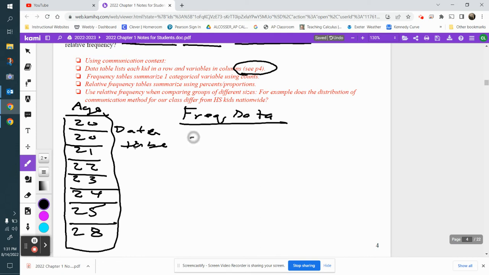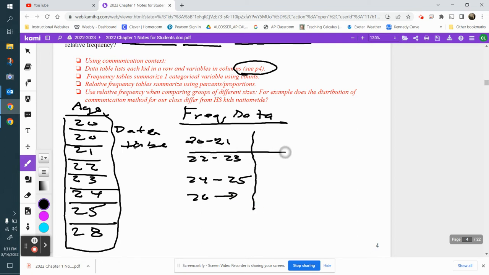We have 20 to 21, and then we have 22 to 23, and then we have 24 to 25, and then we have 26 and up. Okay, so then we just mark the frequency that these occur. So we look at this and go, okay, 20 to 21, it occurred 1, 2, 3 times. You can put a number or you can do little check marks there, however you want to do it. 22 and 23, there were 2 of them. And 24 and 25, there were 2 of them.